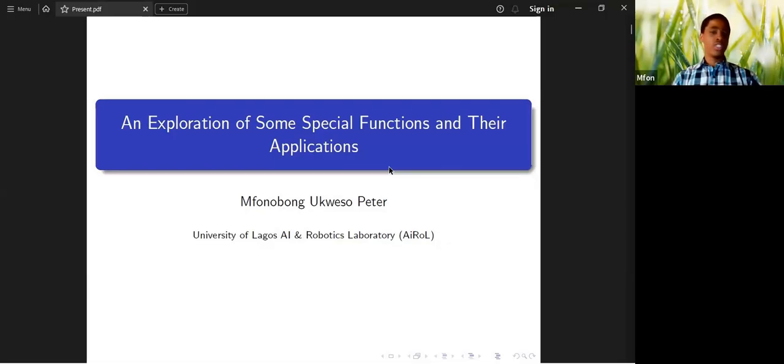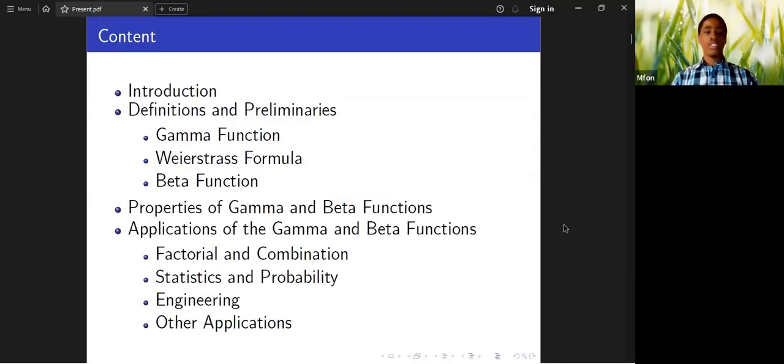Today, the paper I'll be presenting to you will be on special functions, specifically the gamma and beta functions. We are going to be looking at the definitions of these functions, as well as their relationship with other formulas, which help better define them. We'll also delve into their properties and applications in various fields.